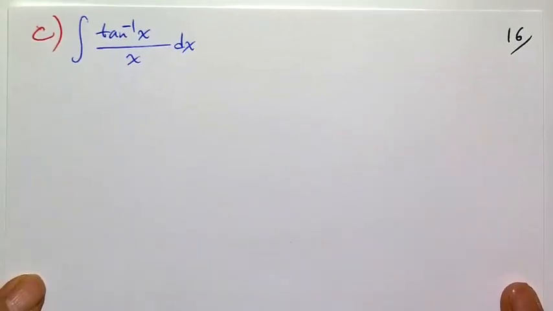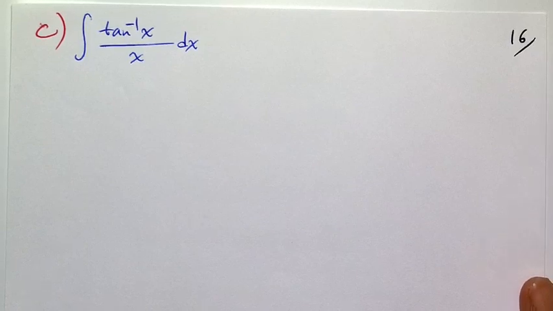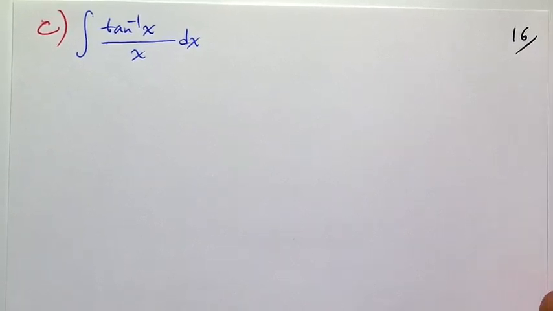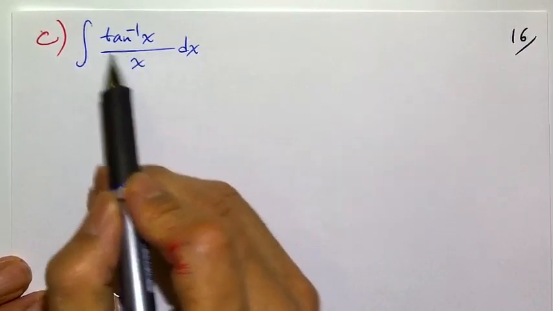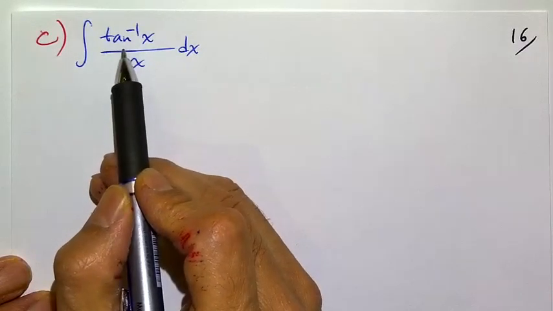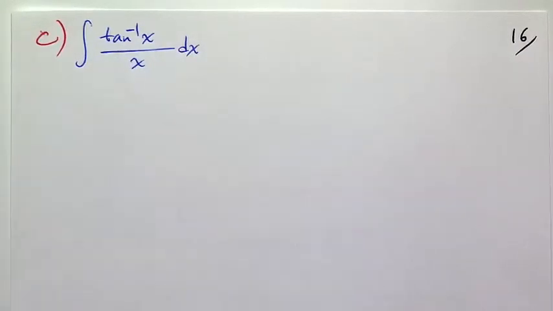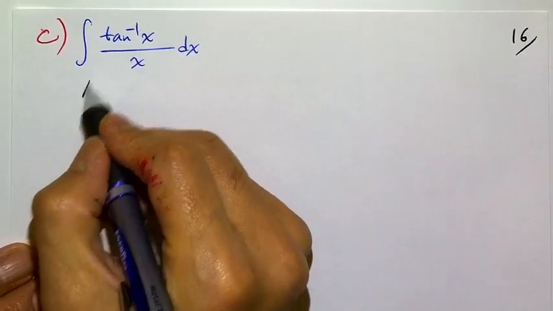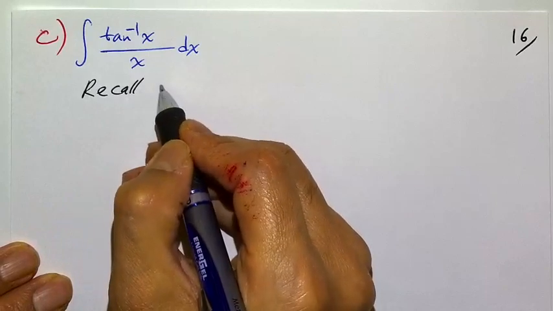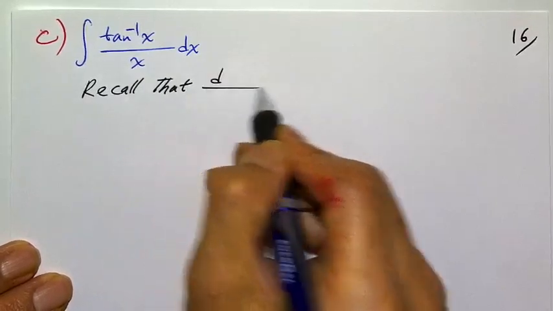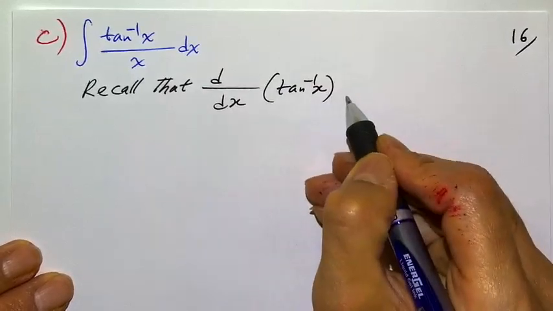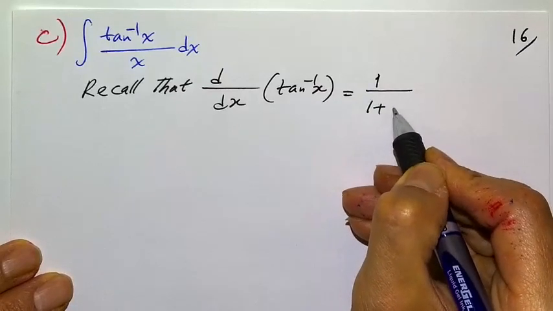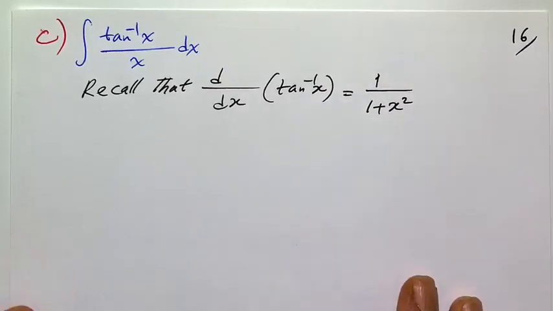Okay, so here's the next example. We have an inverse tangent function. Interesting, isn't it? So the first thing we want to remember is, what is the derivative of the inverse tangent? So recall that the derivative of the inverse tangent is equal to 1 over 1 plus x squared.